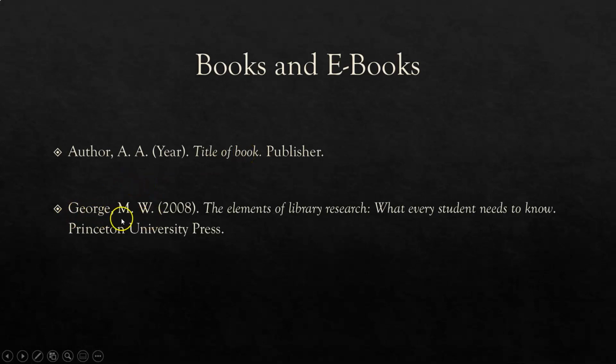So let's take a look at an example. Here's a book. The title is The Elements of Library Research: What Every Student Needs to Know. So I have the author's last name followed by a comma, the first initial, the second initial, the year of publication in a bracket, the title of the book, The Elements of Library Research. There's a colon because we have a subtitle there, what every student needs to know, followed by a period. Then the name of the publisher, Princeton University Press.